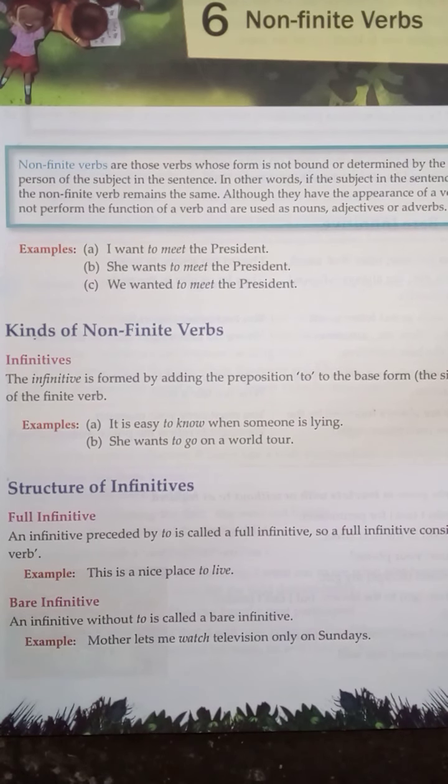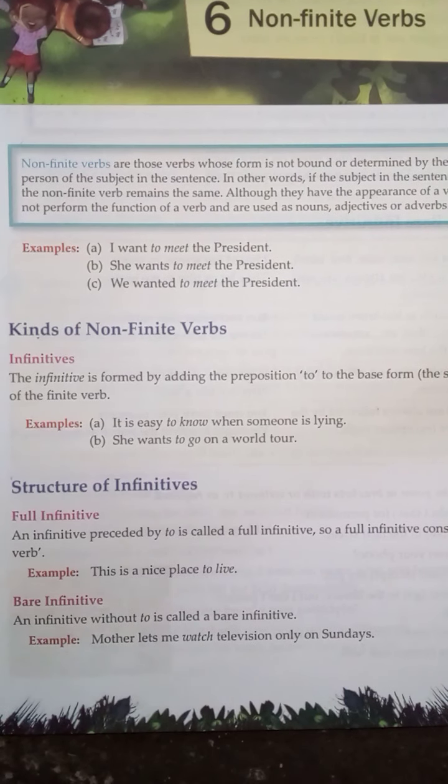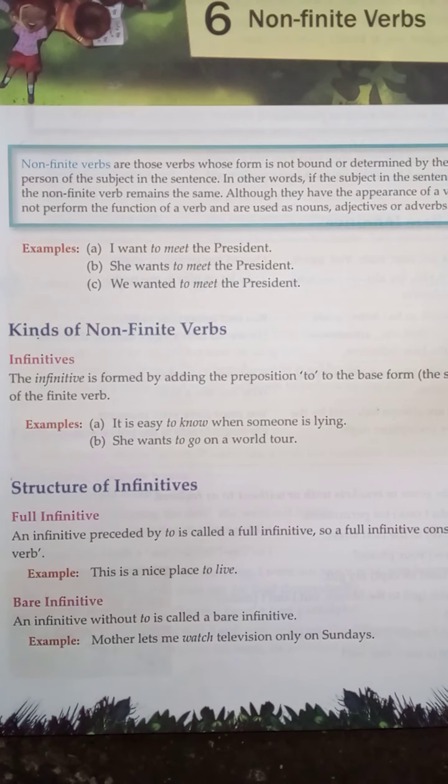Structure of infinitives: full infinitive, bare infinitive, and the third is split infinitive. So first of all we'll see the full infinitive. An infinitive preceded by to is called a full infinitive. So a full infinitive consists of to plus verb. Already you have seen to plus know, to plus go. This is a nice place to live. So this is a full infinitive.